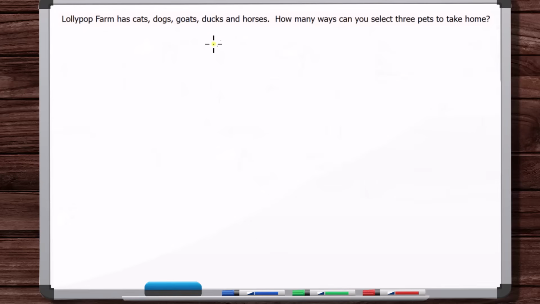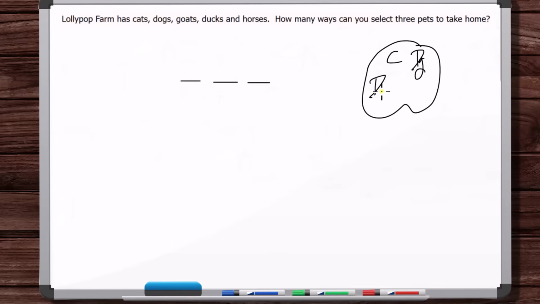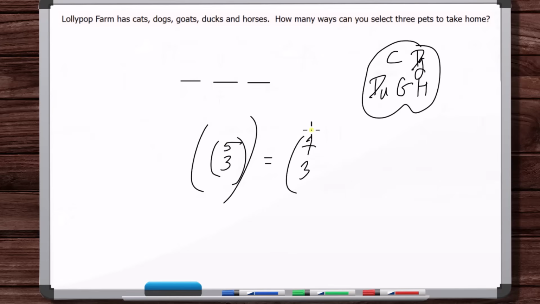Lollipop Farm has cats, dogs, goats, ducks, and horses. How many ways can you select 3 pets to take home? Okay, so you're going to select 3 pets, and you can choose from cats, dogs, ducks, goats, horses. And it's with repetition. You could choose 3 cats if you want, 3 dogs, whatever. And order doesn't matter. So this is just combinations with repetition. Simple problem. You're choosing from a group of 5 for 3 slots. 5 plus 3 is 8, minus 1 is 7. So 7 choose 3.